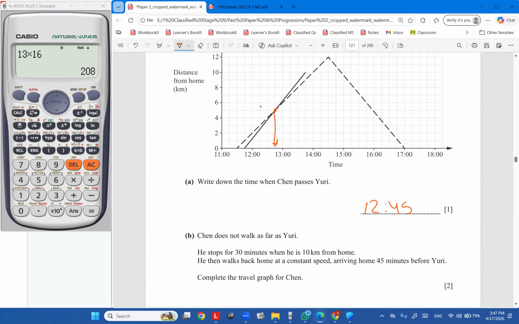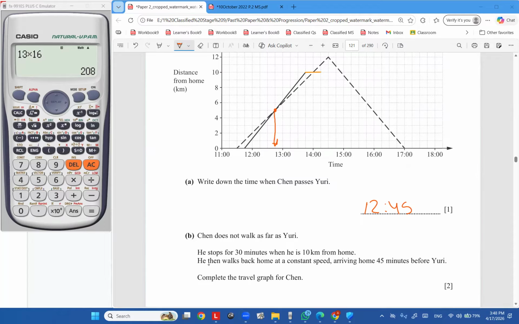So when he is 10 kilometers, which is this one over here, he rests for what? For 30 minutes. So he's going to take a break for 30 minutes. This is now 15 minutes, right? Then 15 more minutes. So he takes a break until here. Then after that, he returns home.